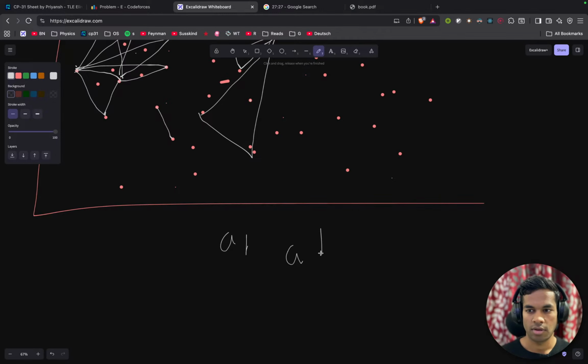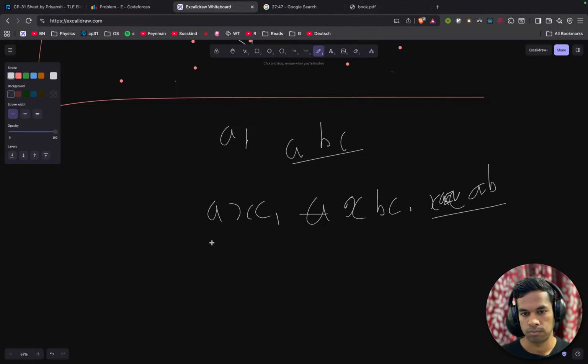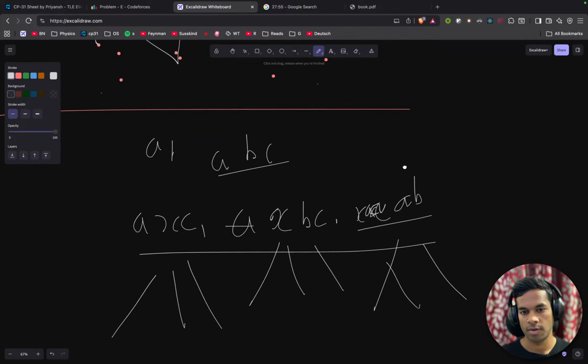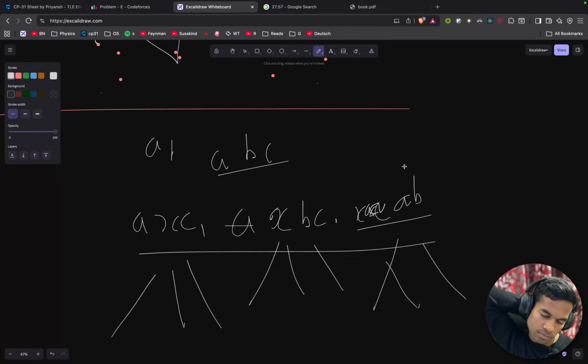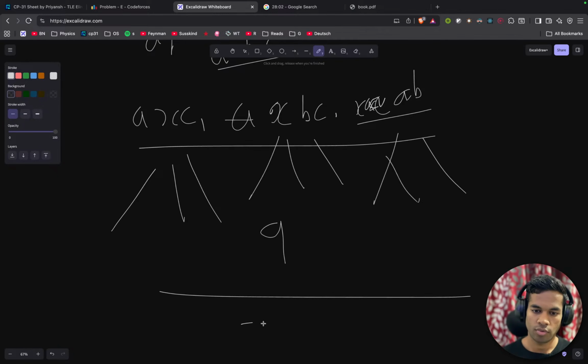A, B, C, first choice. Then A, X, C; X, B, C; X, A, B. 3 choices, then this will lead to 3 more choices, 3 more choices, 3 more choices, 9 choices, and then 27 choices.